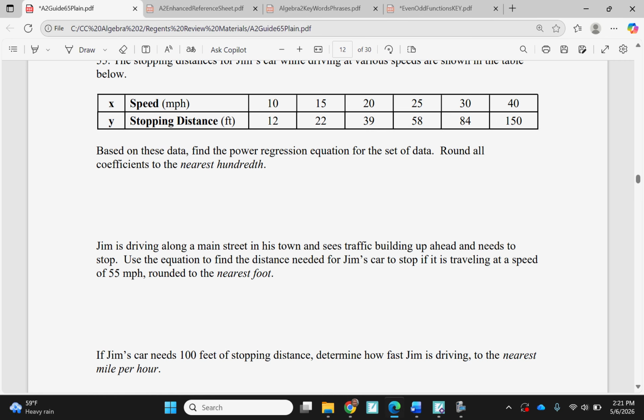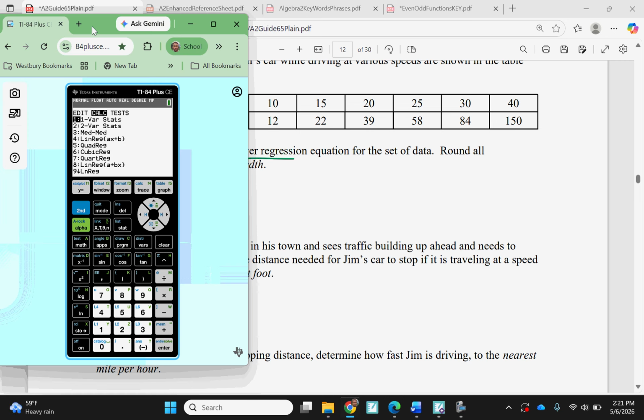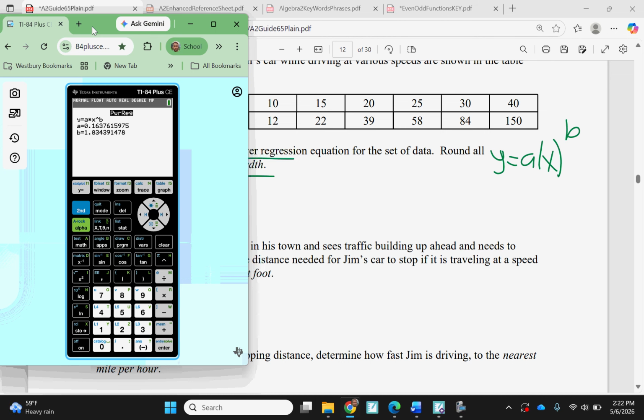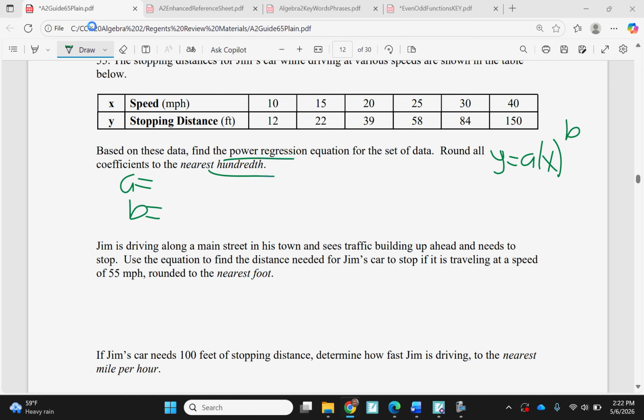Since it's asking for a power regression, I'm looking for power regression, which I don't see, so I'm going to scroll. And there it is, option A. I hit enter. Everything is set. Enter, enter, enter, enter. It says y equals a times x to the power of b. So it's a little bit different than the exponential formula: a times x to the power of b, with b and x switched. A equals 0.16, b equals 1.83, to the hundredth.